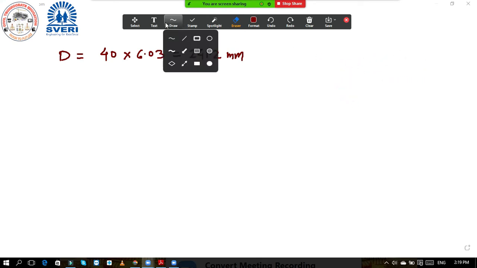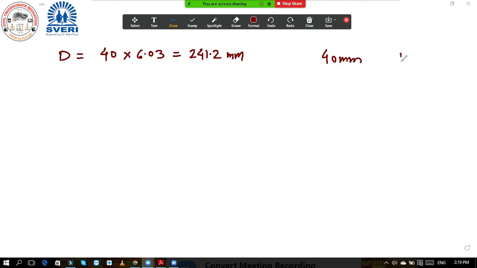Okay, many times what you do, what is our assumption? We are assuming 40 mm depth for 1 meter. So our total span is 6.03. So for that we are calculating.